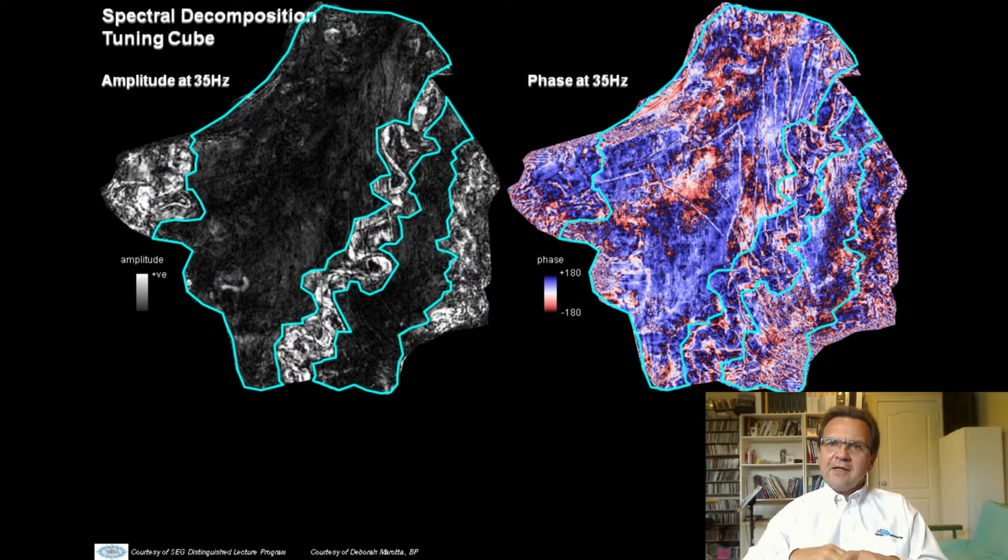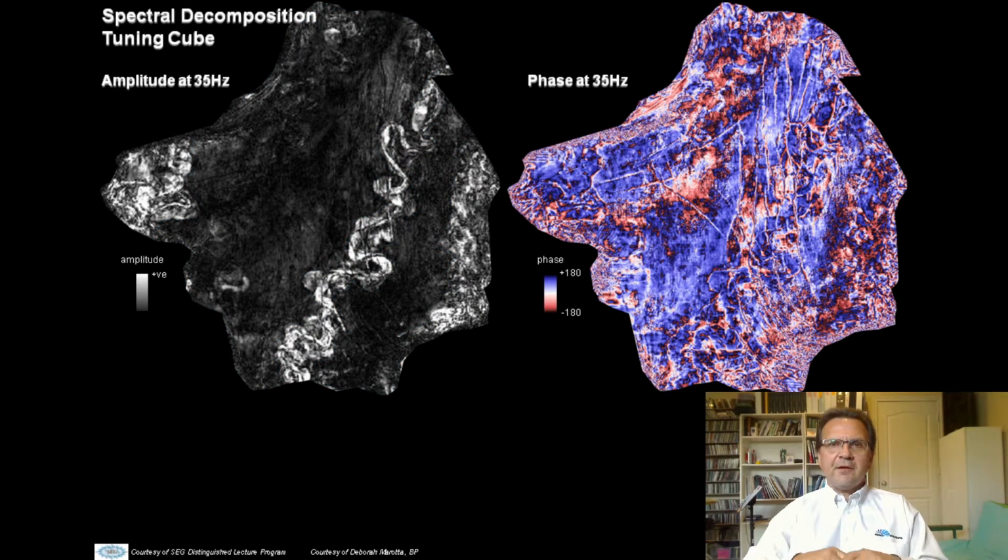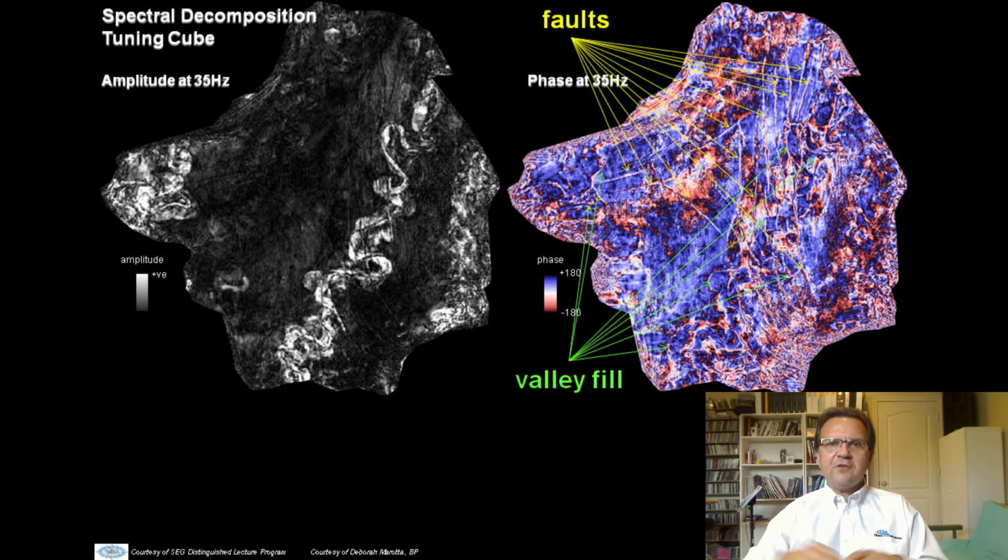When you now look at the phase rather than the amplitude at that same 35 Hz, you find that the phase information cuts through the reflection strength. This exposes lateral discontinuities irrespective of the background brightness. Note the good definition of both faults as well as discontinuities associated with the valley fill.